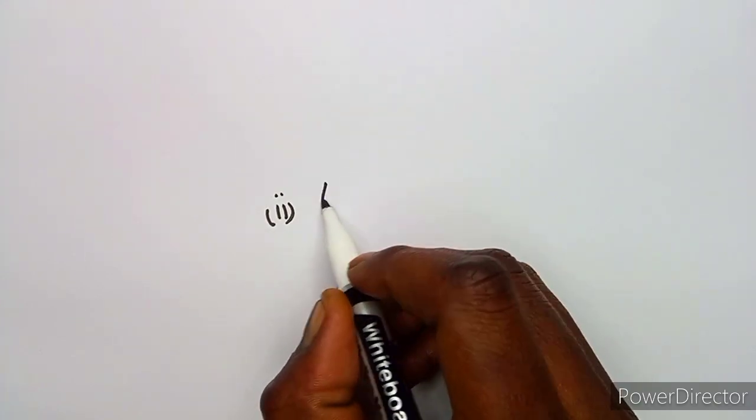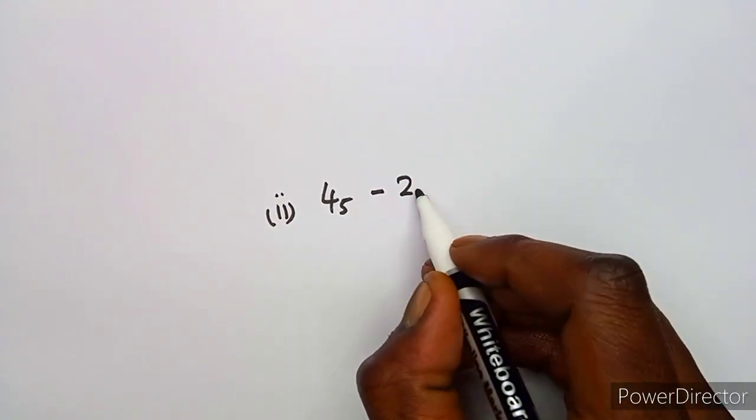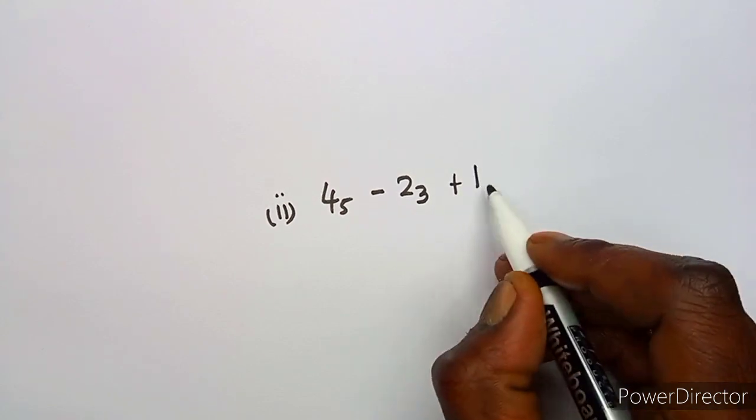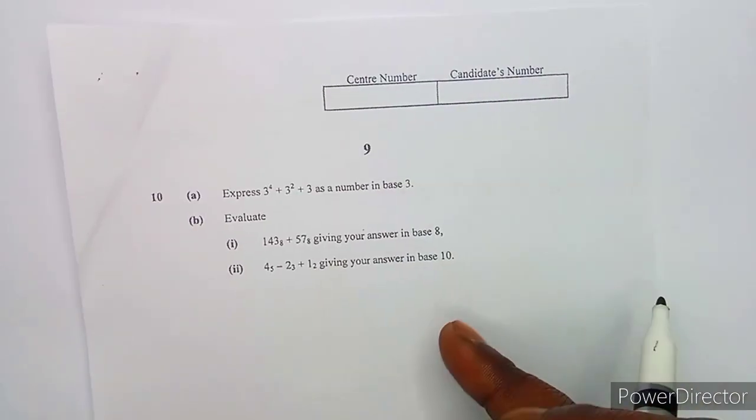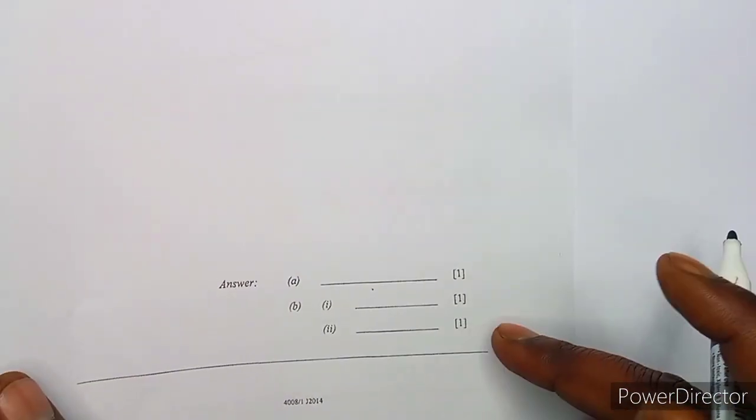which is item 2, which is to give that number in base 10. Okay, let's just see the number that you're given. That's 4 base 5 minus 2 base 3 plus 1 base 2, giving your answer in base 10. So they're saying write this answer in base 10, and as you can see, it's actually one mark.